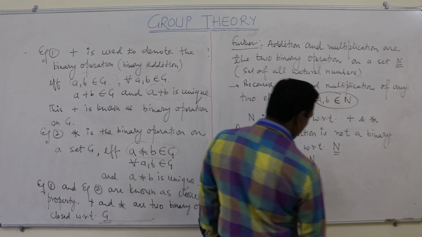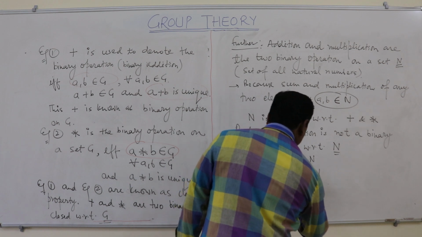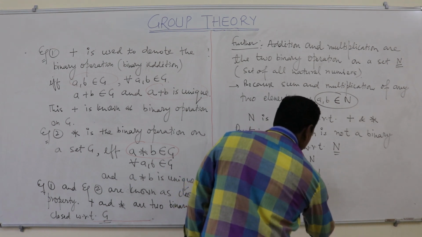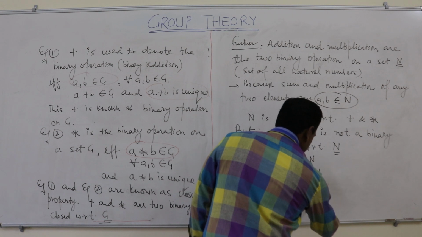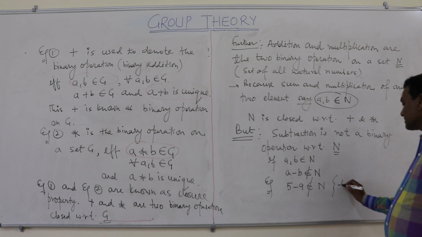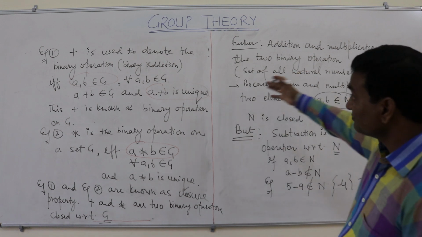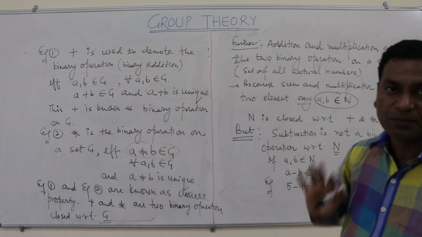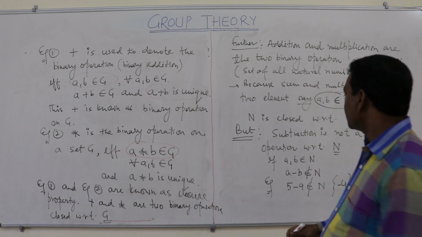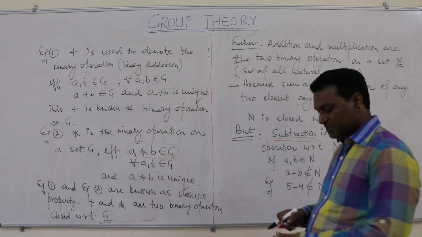may or may not belong to N. For example, if we take two elements, 5 minus 9, this does not belong to N, because we get minus 4, and minus 4 does not belong to N. So here we conclude that plus and multiply are the two binary operations, but subtraction is not a binary operation.